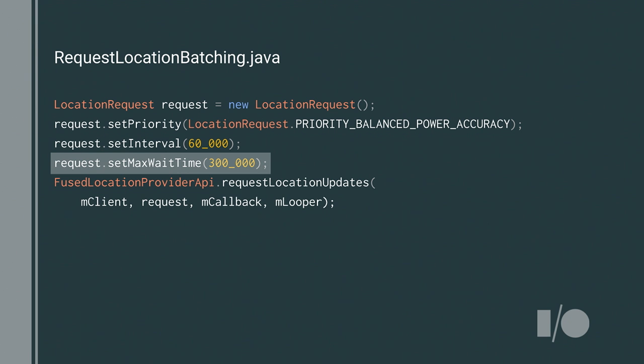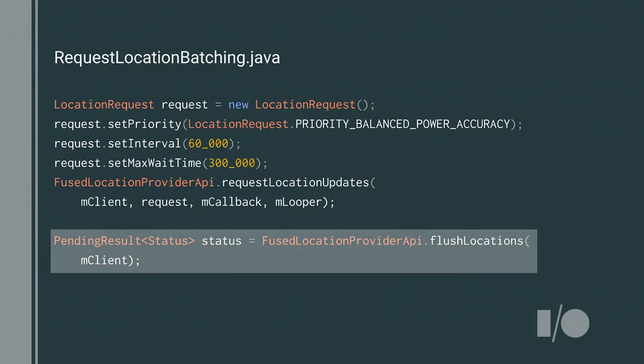To activate batching, the magic call is setMaxWaitTime, which tells the FLP how frequently to deliver locations to your app. So in this particular example, the FLP will compute a location every minute, but will deliver them to the app every 5 minutes, typically in batches of 5 locations.